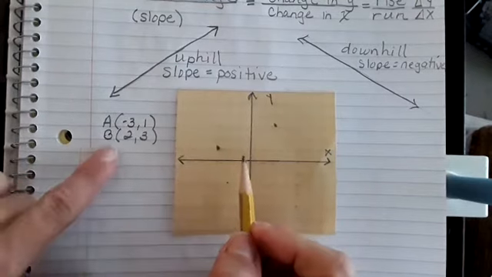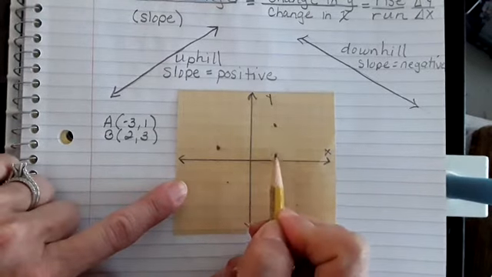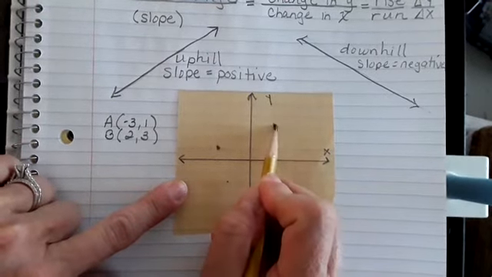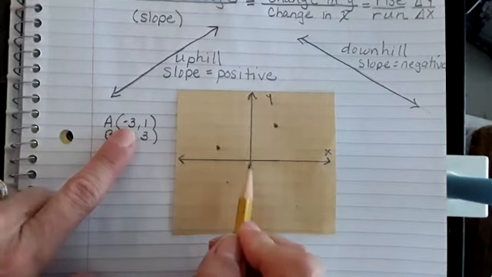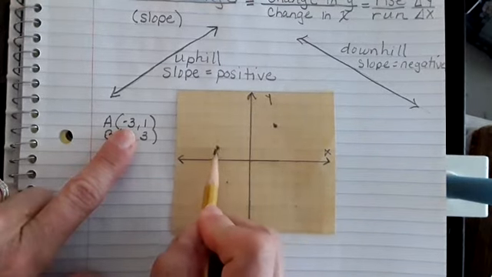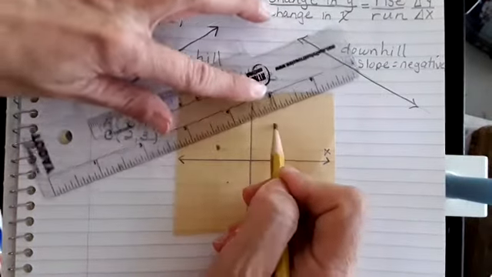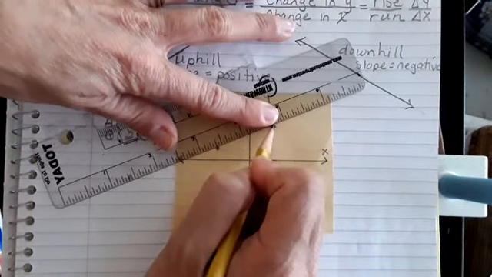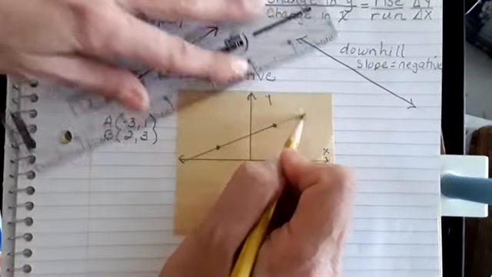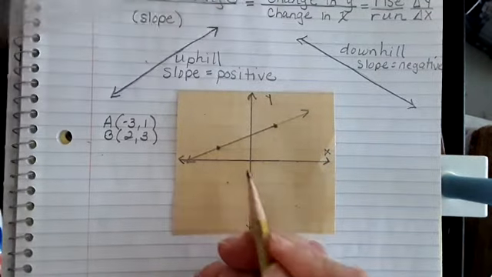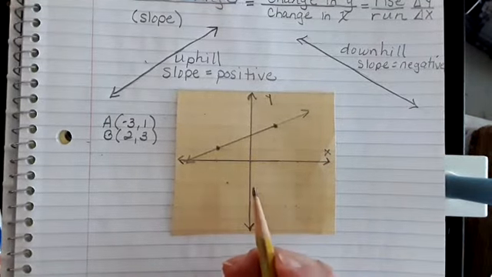All right, so if I go to 2, 3, right 2, up 3, we've got a point there. Left 3, and up 1. So let's go ahead and connect those and make a line. And we're going to go ahead and determine the slope of the line, the rate of change.